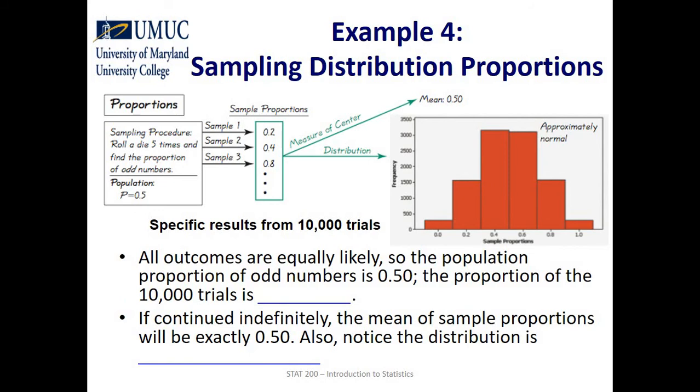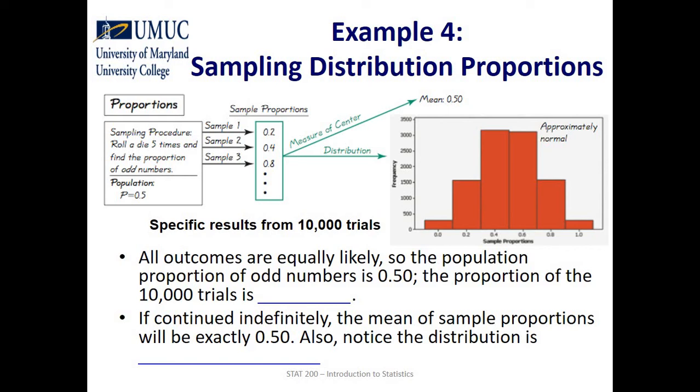We do the same thing with the sampling proportion. Roll a die 5 times and find the proportion of odd numbers that we get. So this is either yes or no. Either we get an odd number or we don't. Then we divide by the total number of rolls. So we count the number of odd rolls we get.